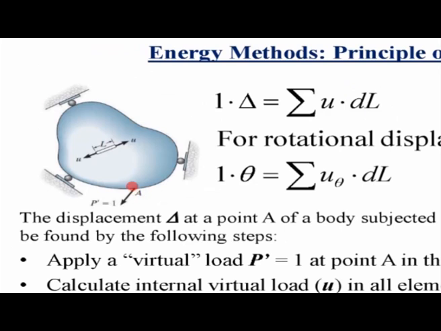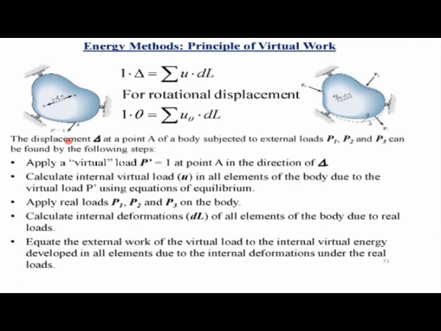So if we have to calculate the deformation of this point of that system in this direction that is shown here, at that point we apply a virtual load P dash whose value is equal to unity in the direction in which the displacement is required. So that is the first step. We apply a virtual load P dash equal to 1 at a point in the direction of delta. What we are trying to calculate is the deflection along this direction at this point due to these external loads that are being applied on that system.